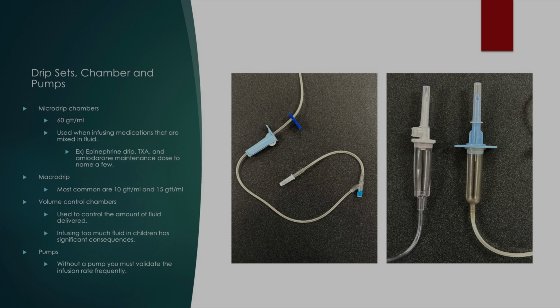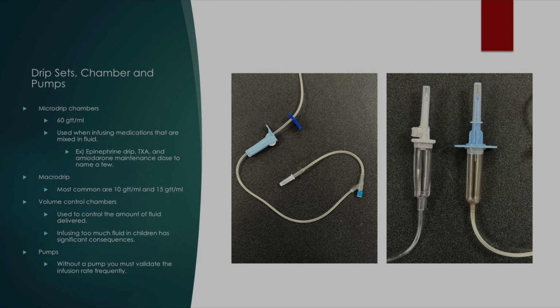When administering IV medications and fluids, understanding drip sets and flow control is critical. Microdrip chambers deliver 60 drops per milliliter and are commonly used when infusing medications mixed in fluid, such as epinephrine drips, tranexamic acid, or amiodarone maintenance infusions. With microdrip tubing, the number of drops per minute equals the infusion rate in milliliters per hour. For example, 30 drops per minute equals 30 milliliters per hour.